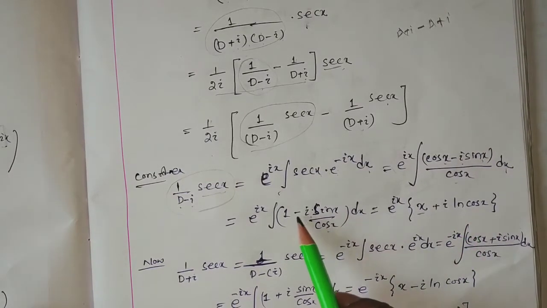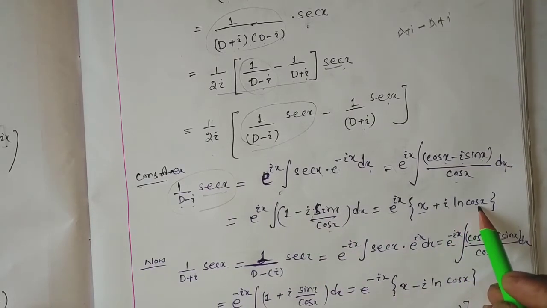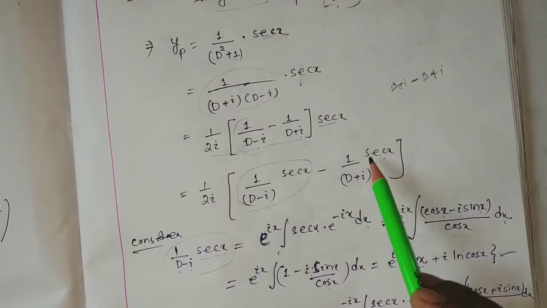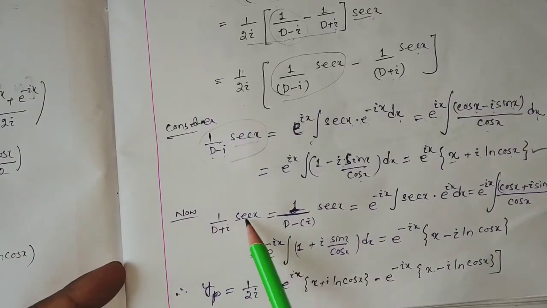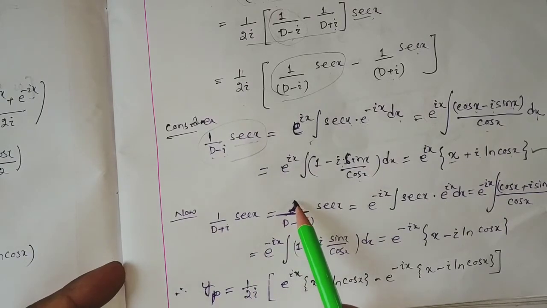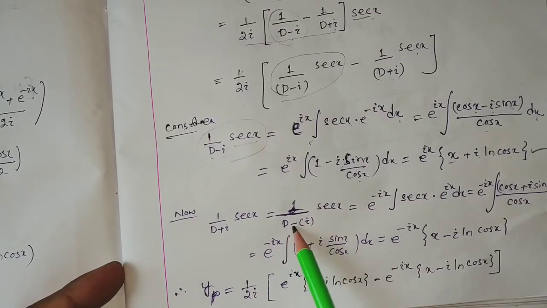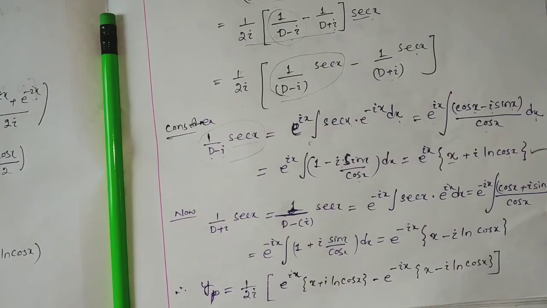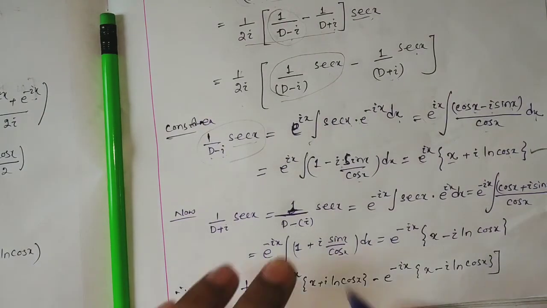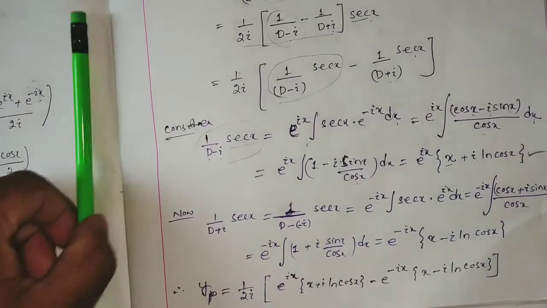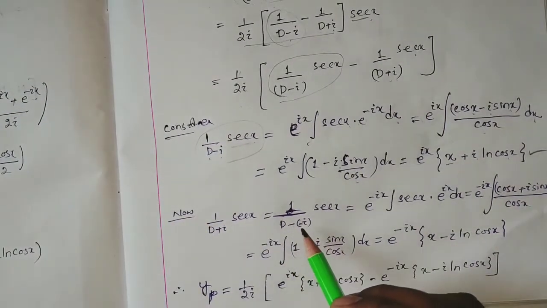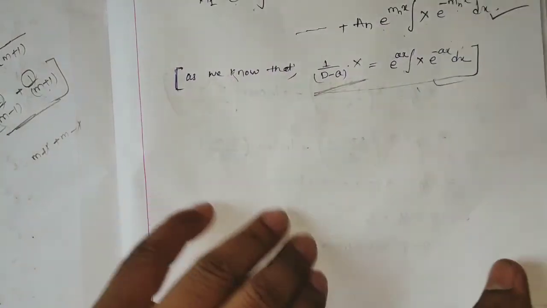So already minus is there, so plus i ln cos x. Now we are going to consider 1 by D plus i sec x. So here 1 by D plus i sec x can be written in the form of 1 by D minus (−i). Here minus i I mistakenly wrote, you have to just correct it. This is minus i, okay, minus of minus i means D plus i.